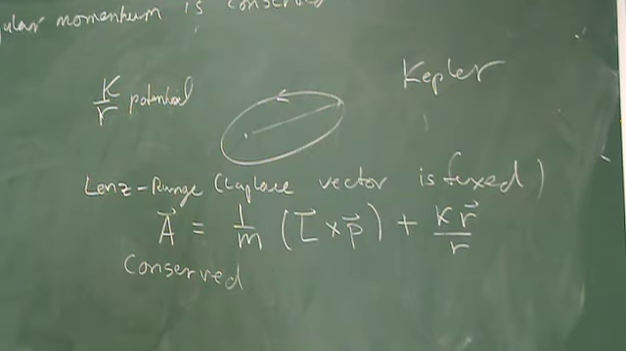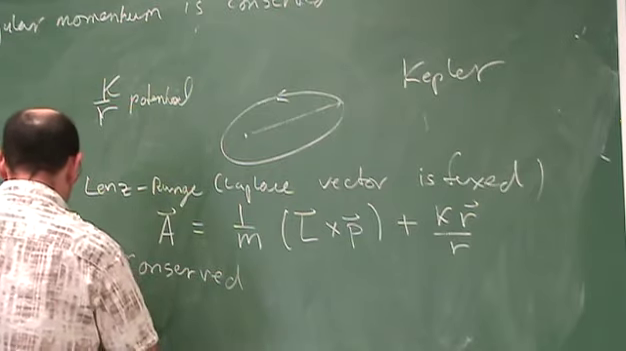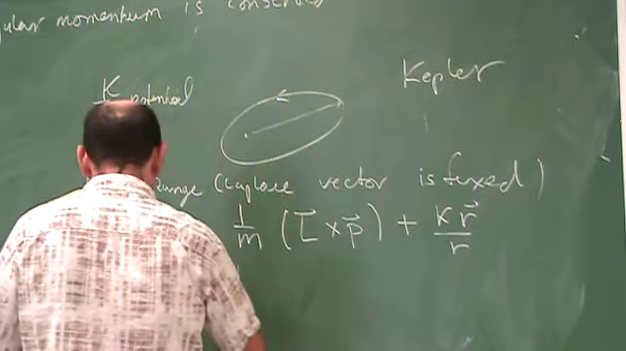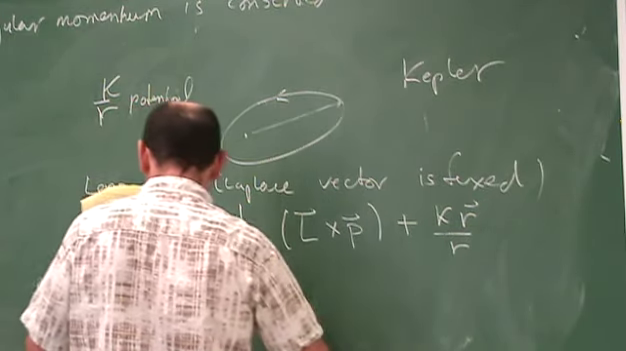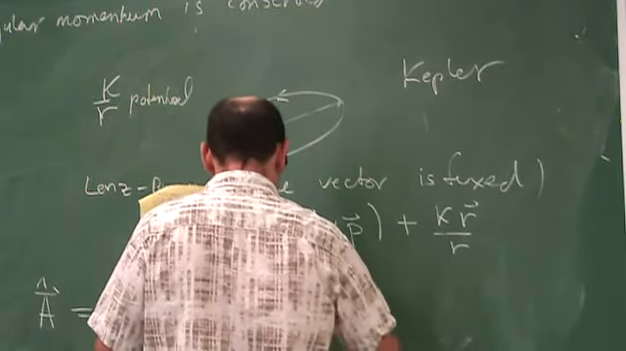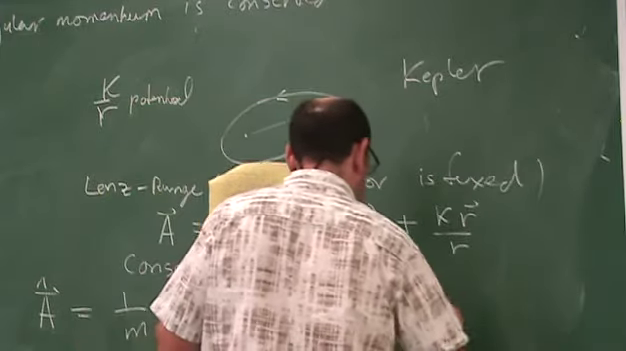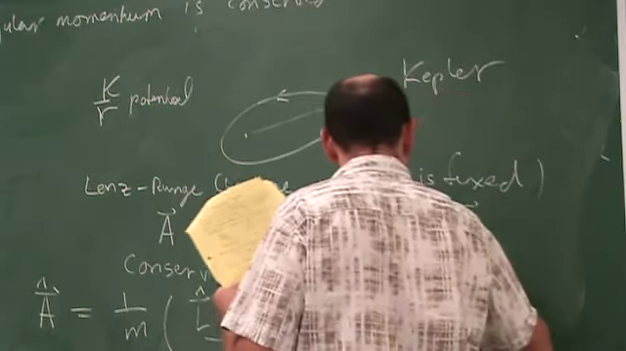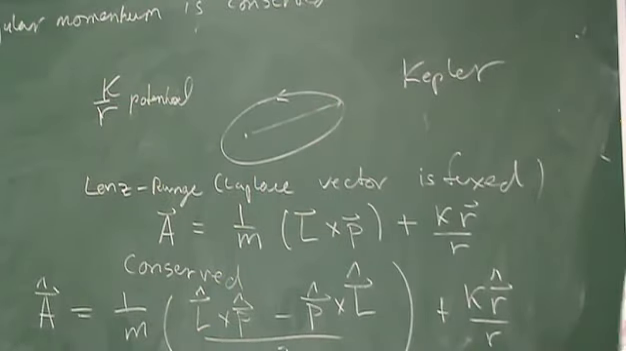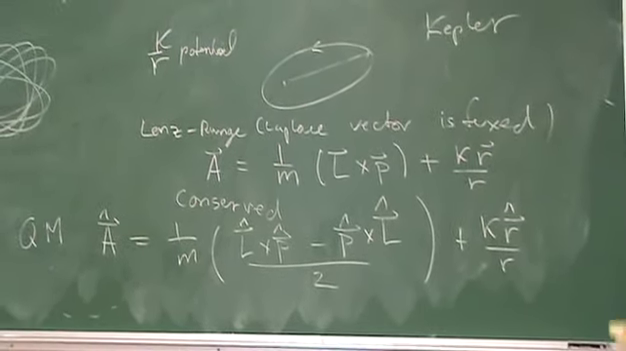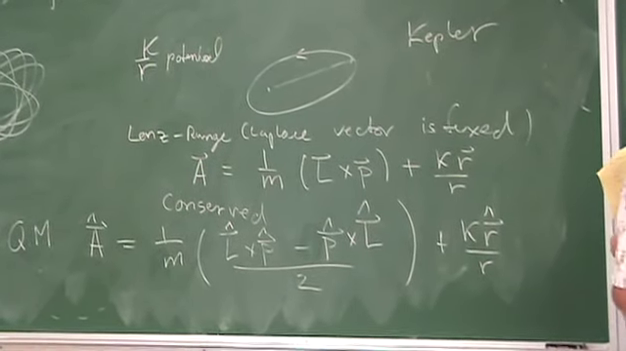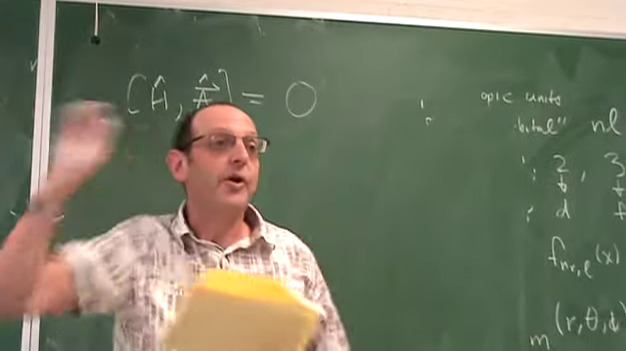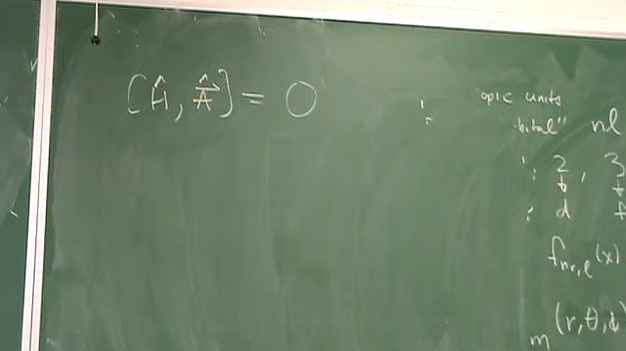Now, quantum mechanically, one can define a quantum Runge-Lenz vector by symmetrizing, because of course L and P don't commute quantum mechanically, so I need to symmetrize the cross product. Turns out that this commutes with the Hamiltonian. All components of it. Of course, all the components don't commute with one another, but they do commute with the Hamiltonian. So there is something going on here.